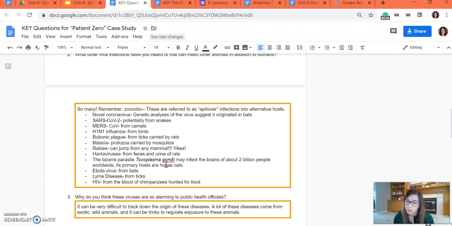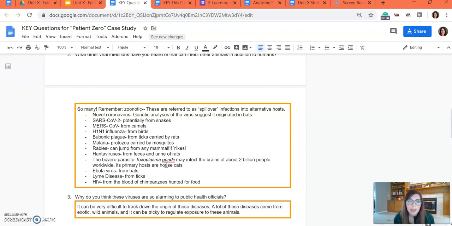And again, this is not known for sure. Evidence suggests that, but it's not for sure. SARS, which you guys listened to on Friday, the case study about SARS, and the case study you're going to do today, potentially from snakes, again, not sure. MERS, which is another coronavirus, is from camels, speculative. H1N1 influenza comes from birds.